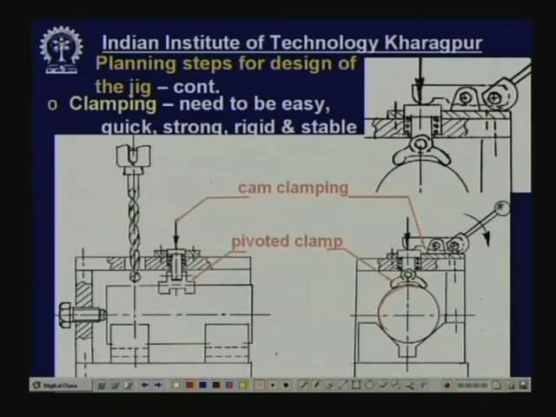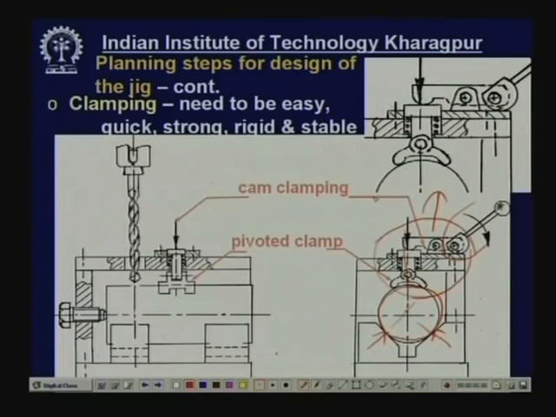Now, this is the rod, okay. This is the rod kept supported, located on the V block. Now, the clamping has to be passing through this point. So, this will give stable support. Now, here this clamping has been done by a quick clamping method, cam clamping. This has been magnified here.